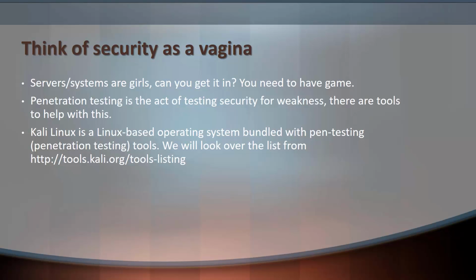Penetration testing is the act of testing security for weakness, and there are certainly tools that can help you with testing the security of systems. Kali Linux is actually an entire Linux-based OS. It's an operating system that comes with a bunch of pen testing tools. We're going to go ahead and just cover a few of these. I'm not going to go into any detail on them.